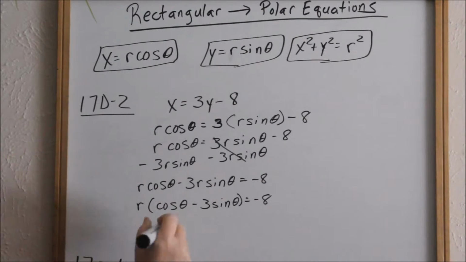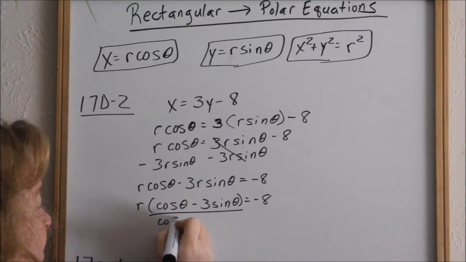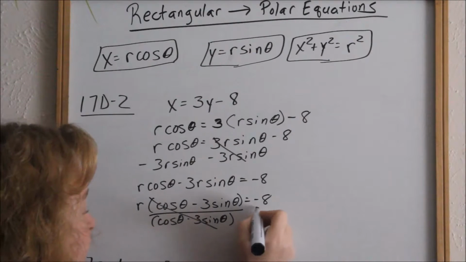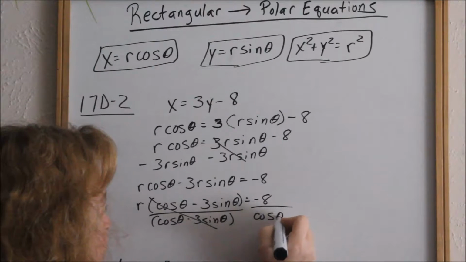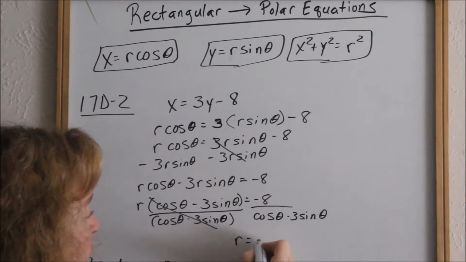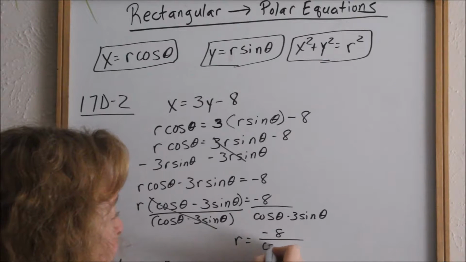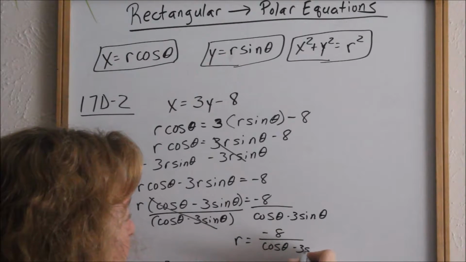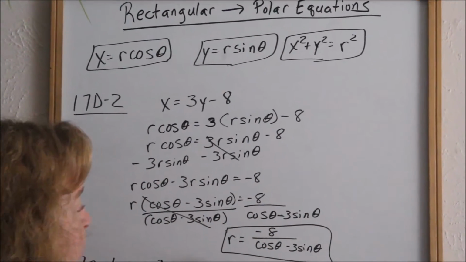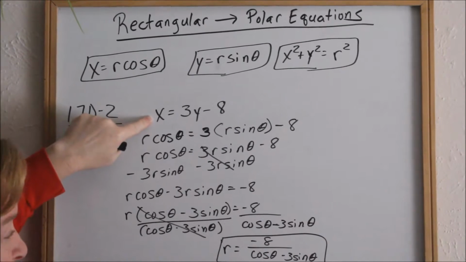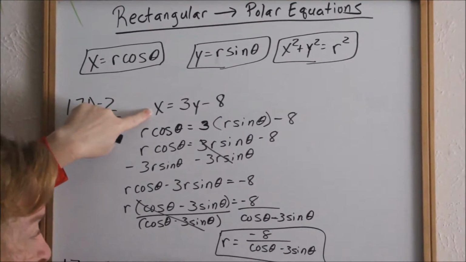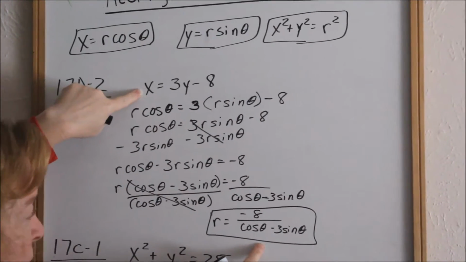I'm trying to get the r all by itself, which means I need to get rid of this whole parentheses. Then I divide it to the other side as well. So therefore my final equation would be r equals negative 8 over cosine theta minus 3 sine theta. This equation in polar format is the same as this equation in rectangular. We've been used to seeing this most of your algebra career. This is the same equation, but it's in a polar format with r's and thetas.